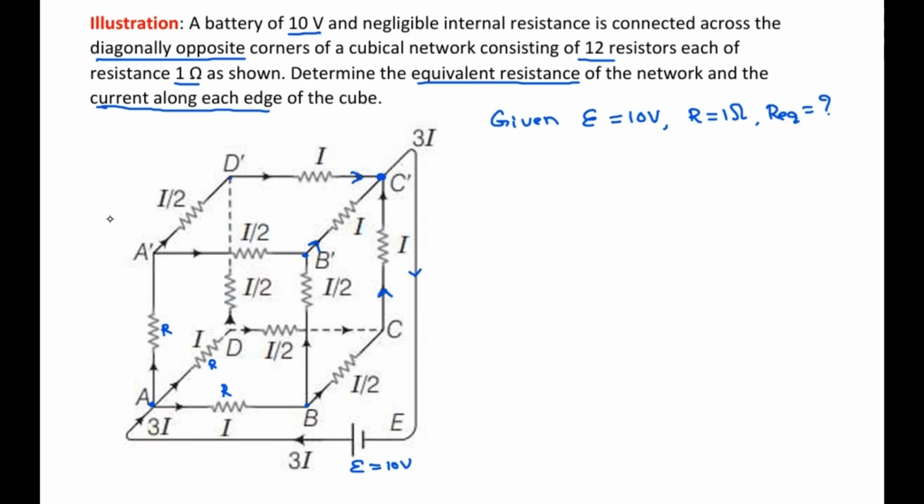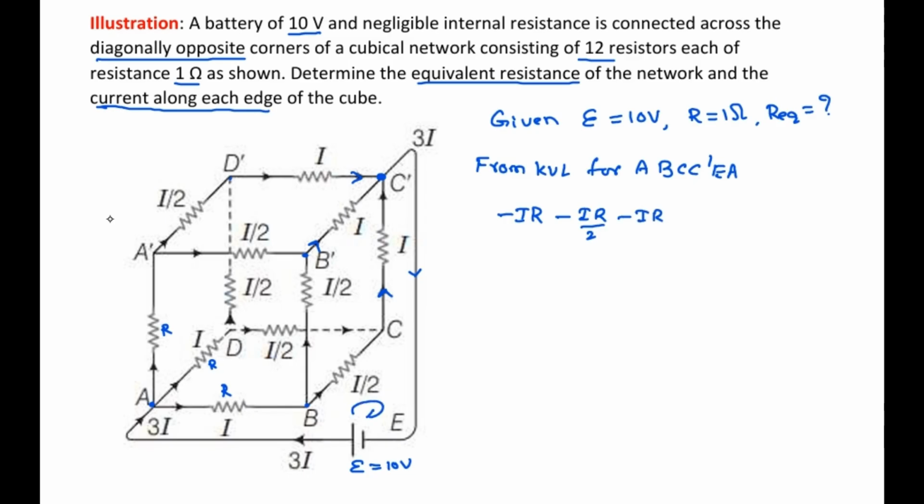According to this, if you apply Kirchhoff's voltage rule for the closed loop A, B, C, C dash, E, A, what can we get? The current passing from A to B is I through resistance R, so the potential difference will be minus IR as per the rule. From B to C, I by 2 is there, so minus I by 2 into R, or IR by 2. From C to C dash, again minus IR.